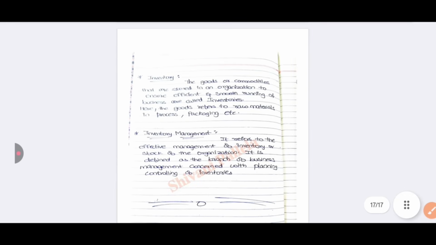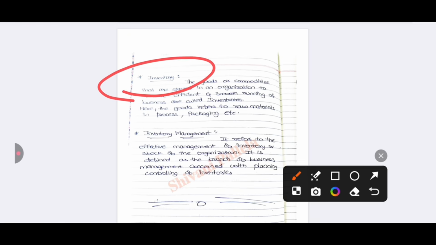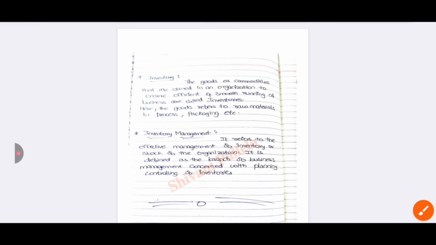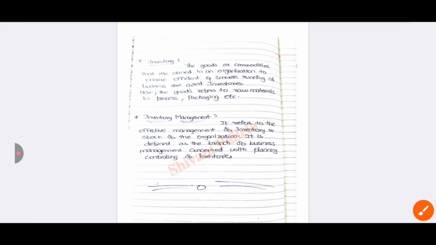Okay, what is meant by inventory? Inventory is nothing but the goods or commodities or stock. To run the organization in an effective and efficient way, goods are important, like raw materials, packaging, processing; everything comes under inventory. Then what is meant by inventory management? Inventory management is nothing but the effective management of inventory, like effectively managing your stock. You are planning, controlling, and organizing all your inventories. Clear? So this is the complete explanation of the operations management subject theories.